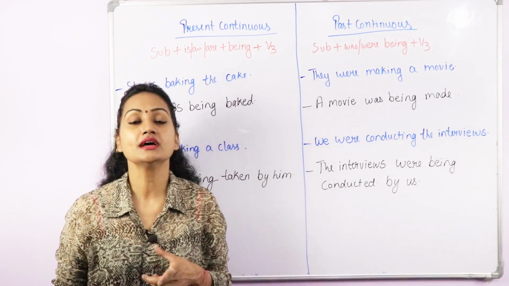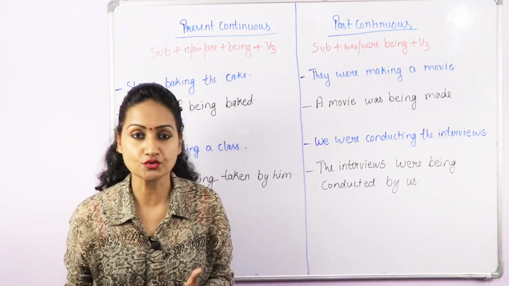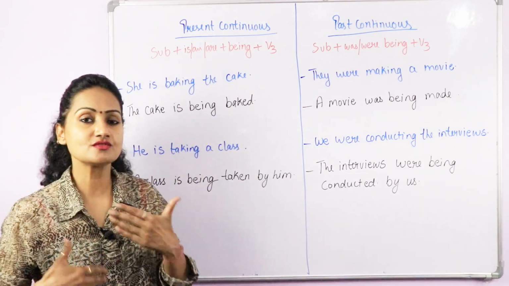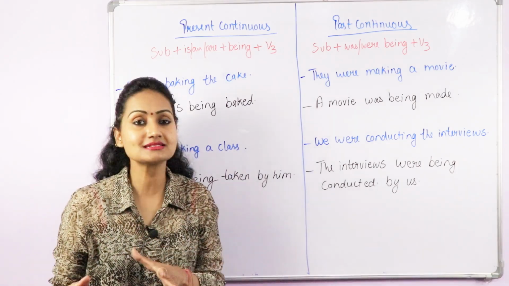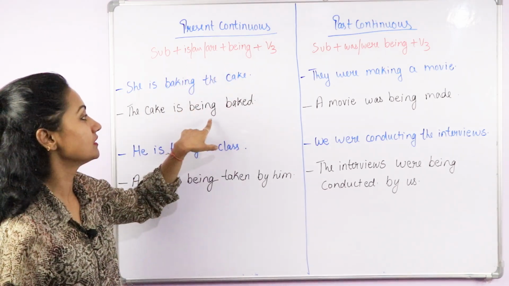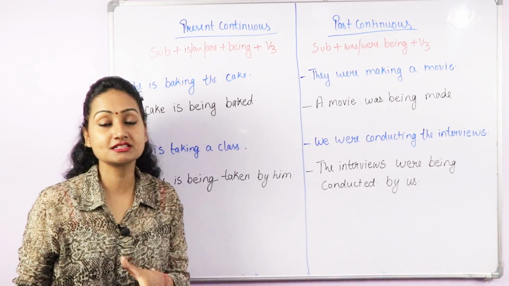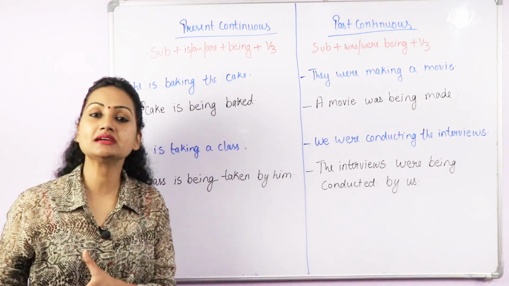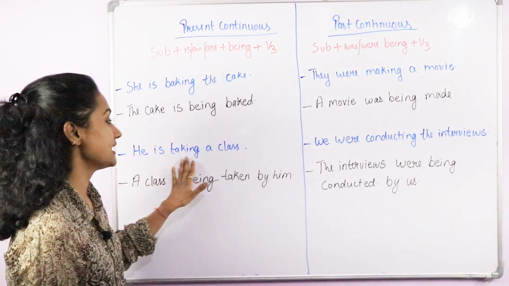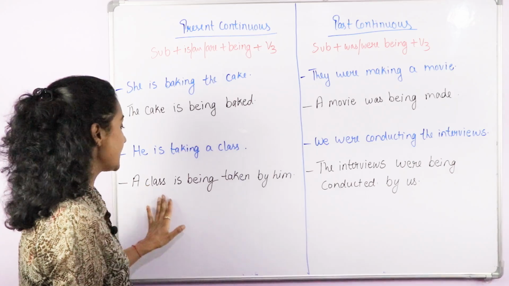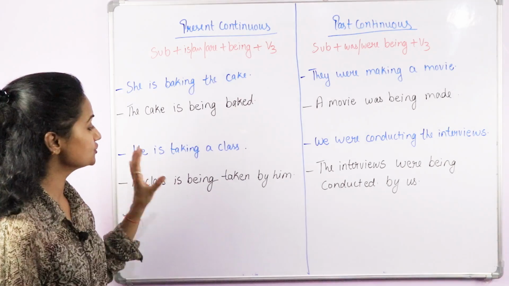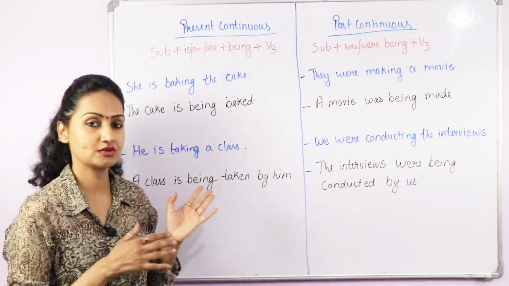That's why I told you just revise or brush up your tenses first so that you can understand passive properly. Okay, so just revise and watch those videos and understand that properly. So here the cake is being baked, third form of the verb. The cake is being baked. So what is being done right now? The cake is being baked. He is taking a class. A class is being taken, third form of the verb, taken by him, again optional. So this way you can make a passive sentence in present continuous.